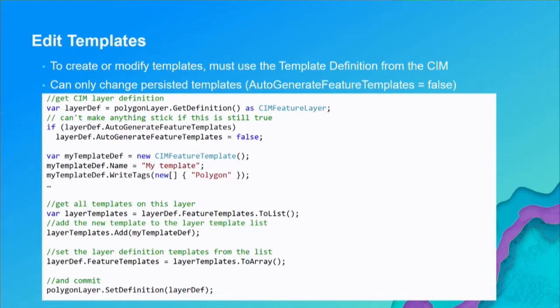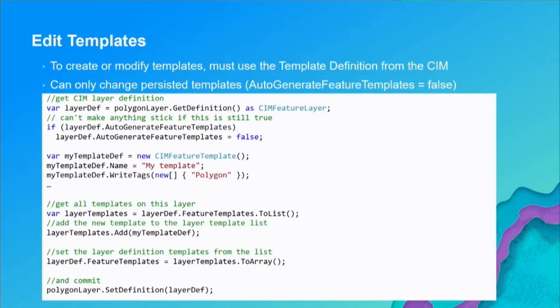And one of the properties of that CIM, like I mentioned, is the auto-generate feature template property. Now, if that is true, then that means the application is in charge of generating the templates for you, and any work that you do as a developer is never going to stick. So you need to be changing that flag, make your changes for templates, and then write the definition back to that polygon layer. So here I'm changing my auto-generate feature templates flag to false.